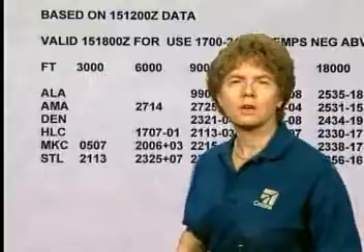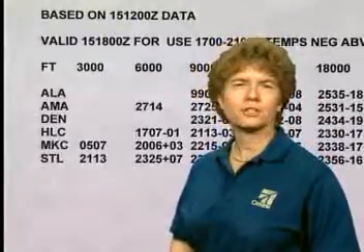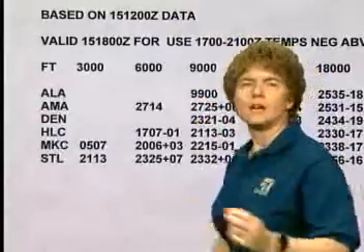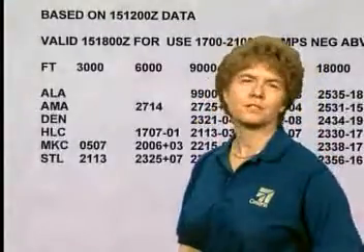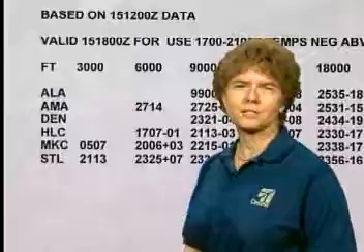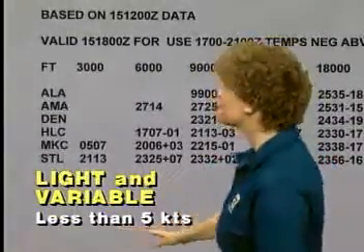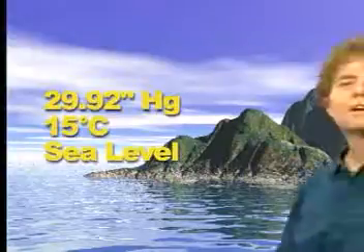Although you probably won't see wind speeds like that in your Skyhawk, from time to time you will see light and variable winds. In order to show that the winds are light and variable at a particular station, they enter a code of 9900. 9900 means that the winds either are or are forecast to be light and variable, and that means less than 5 knots. Now let's talk about standard temperature.